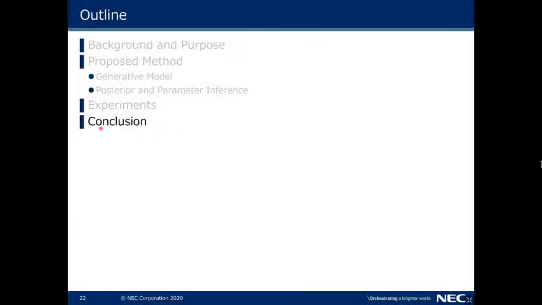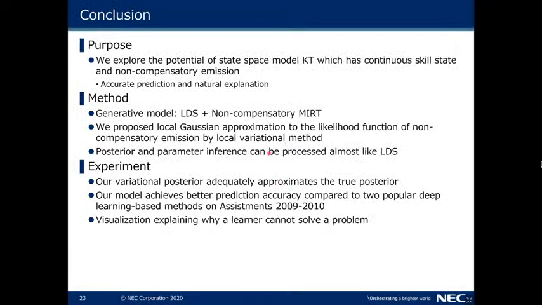So I'm going to make a conclusion. The purpose of this study is to explore the potential of a state space model, which has continuous skill state and non-compensatory emission. Our model is a combination of a linear dynamical system and non-compensatory multidimensional IRT. And we propose a local approximation to the likelihood function so that we can treat our model just like an LDS.